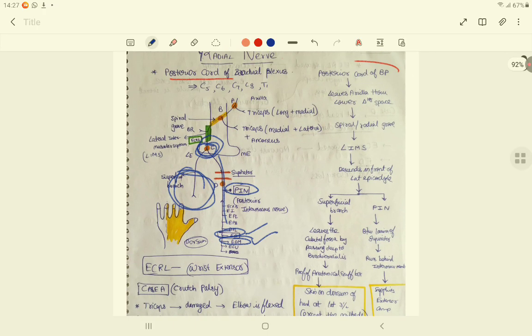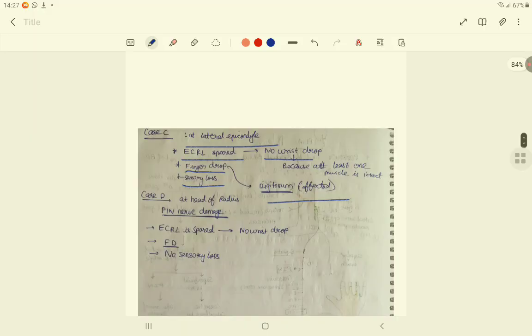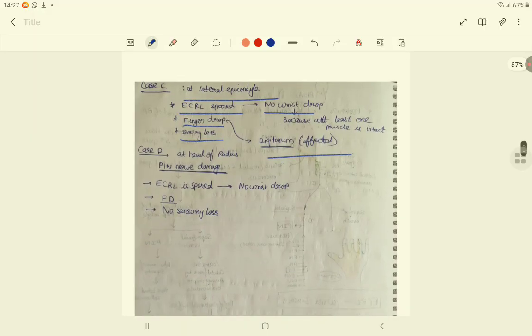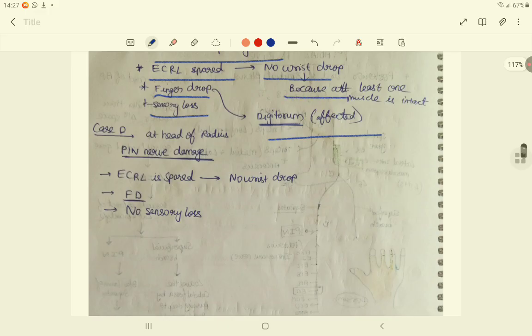But if you see, extensor carpi radialis longus is getting spared. So at least there is some muscle which helps in extension of the wrist, right? So there won't be any significant wrist drop. See, there will be wrist drop, but not as compared to the previous cases, because at least that one muscle is intact. Extensor carpi radialis longus is intact, which helps in preventing the wrist drop.